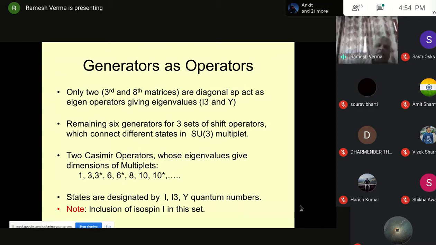So do we have an alternative? That's an interesting thing. Yes, we can start with an SO3 group and then go to SU3 group. So the way we are generating the higher group matters quite a lot. So not only the I3 and Y as the operators, but we also need to include the I square operator, which will give you I into I plus 1 as the eigenvalue. So we need a set of three quantum numbers to designate the state.